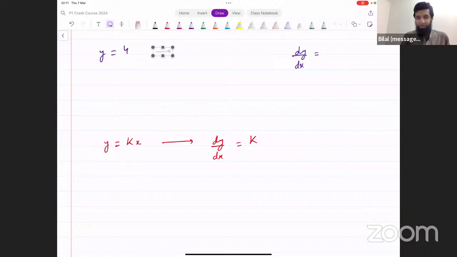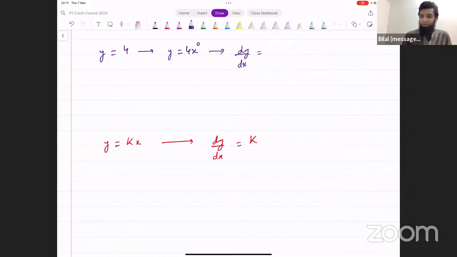Okay, so we can write y equals 4 as y equals 4x raised to power 0. If we want to write it in power form, it becomes 4x raised to power 0. And now if you were to apply the differentiation rule to this, what is this going to become? 4 into 0, multiply by the power, subtract 1 from the power. It doesn't make any difference because we have 0 multiplying. So we have x power 0 minus 1. Everything becomes 0. The derivative turns out to be 0.